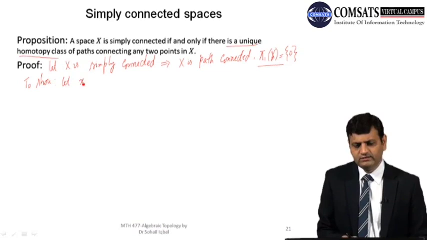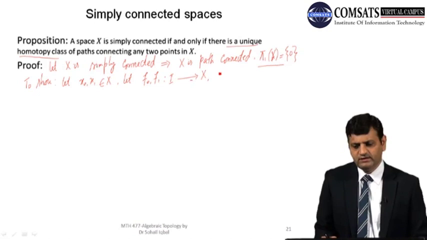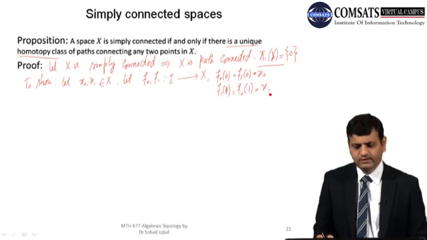So let x0, x1 be two points, and let f0 and f1 be two paths such that f0 of 0 is equal to f1 of 0 is equal to x0, and f1 of 1 and f0 of 1 is equal to x1. So if this happens, now we have two paths between two points x0 and x1. Now we have to show that these two paths are homotopic.